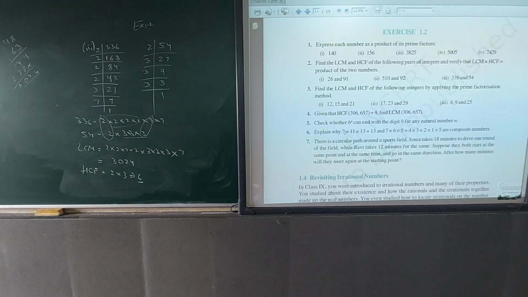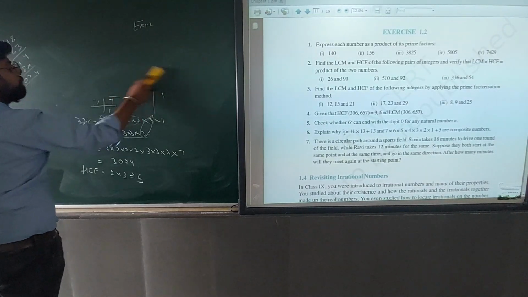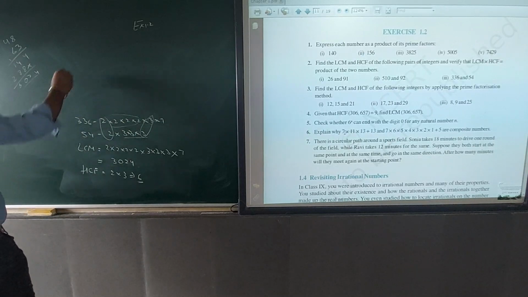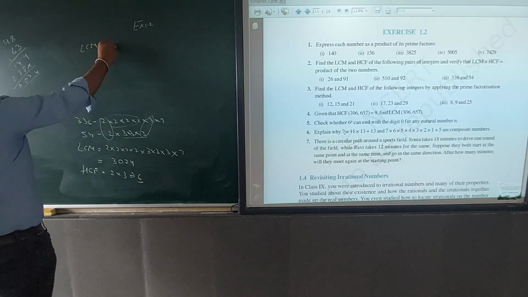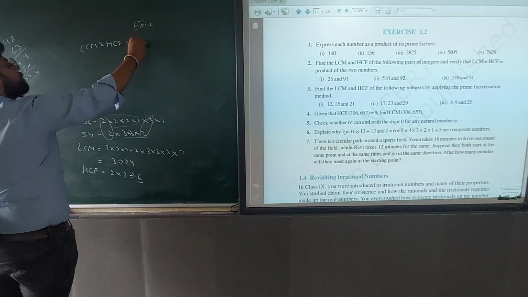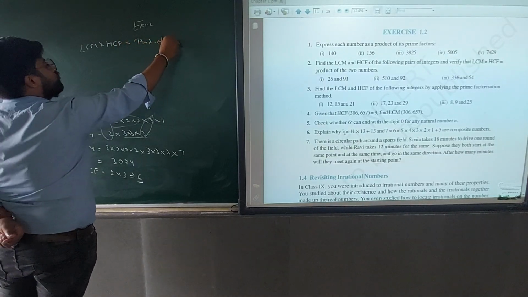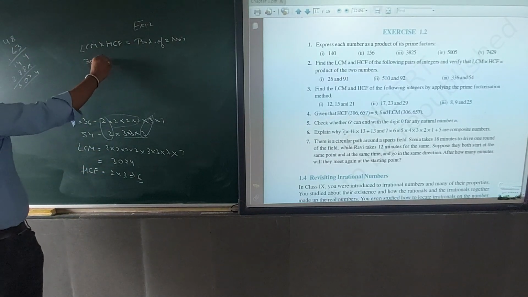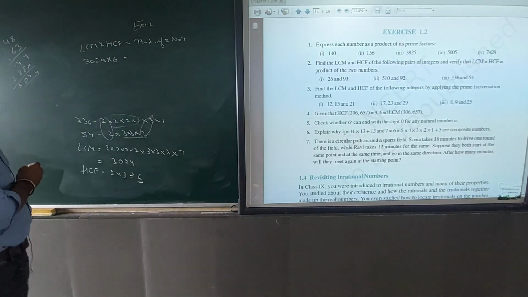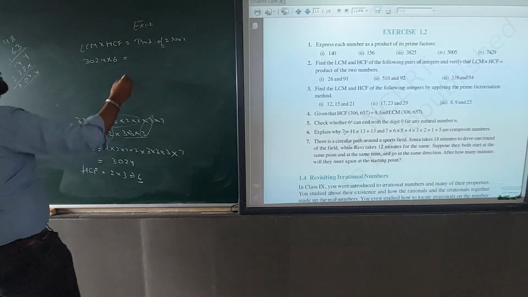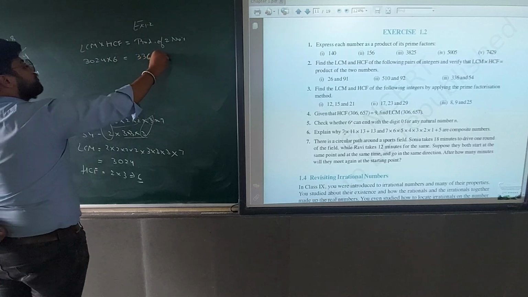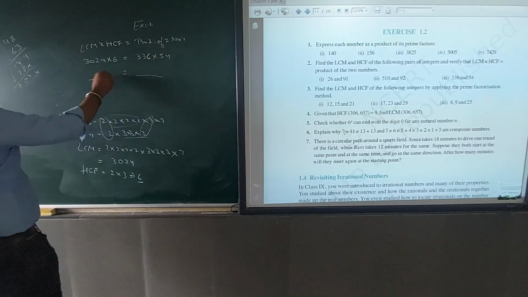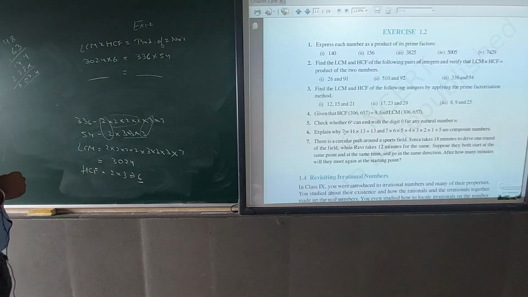Now we have to verify with the product of numbers. What is the formula? LCM into HCF is equal to the product of two numbers. So LCM is 3024 into HCF is 6. Now the two numbers are 336 and 54. When you multiply, you will get the same answer. Multiply and check, your answer will be the same.